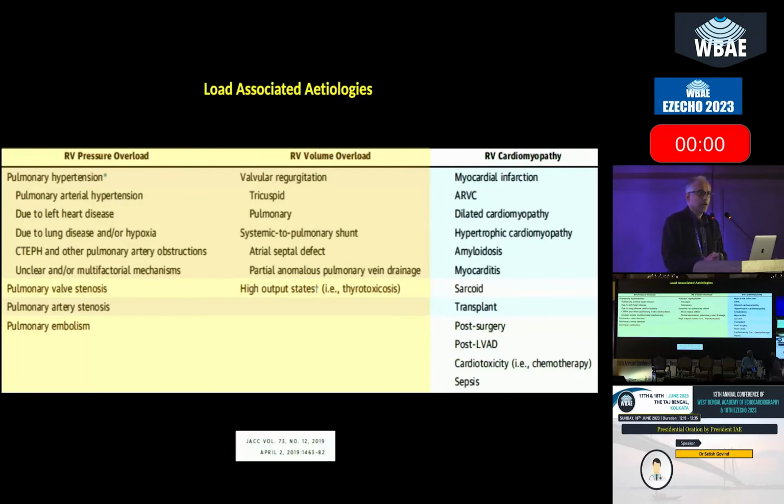Now let's look at the RV itself. So what are the diseases associated? You can broadly classify it as a pressure overload condition, a volume overload condition, and then you have the cardiomyopathies where the muscle itself is affected. The pressure overload is pulmonary hypertension, you have the valve stenosis, the artery stenosis, and the embolism. And then the regurgitant lesions, and then you have the shunts, and then the high output state. So these are the volume and the pressure overload.